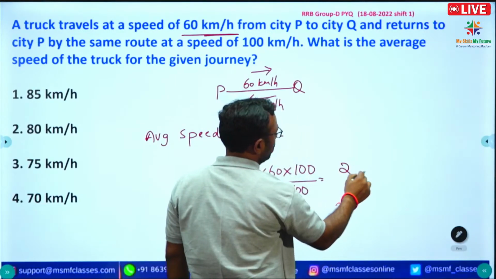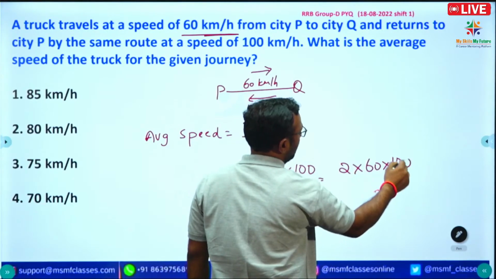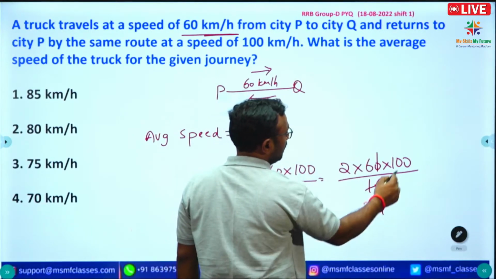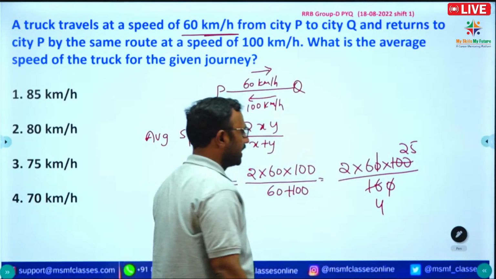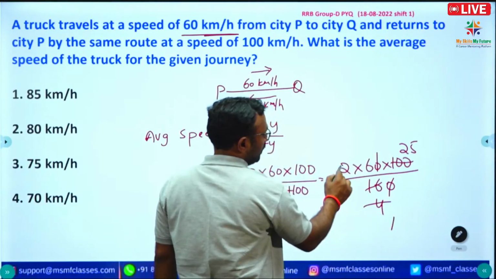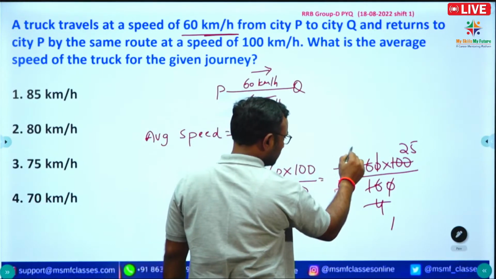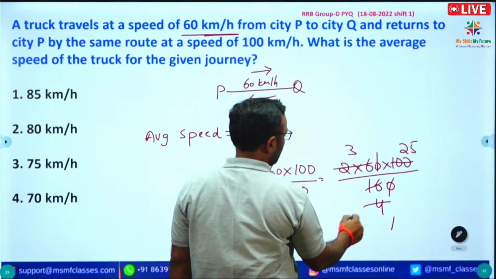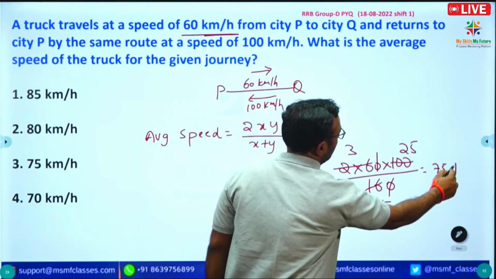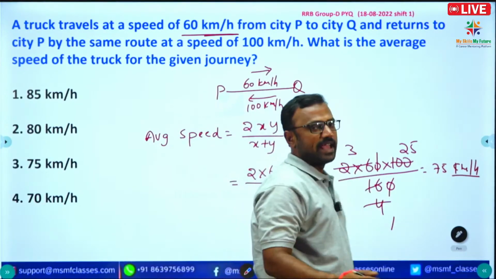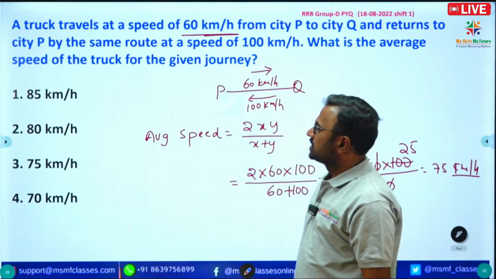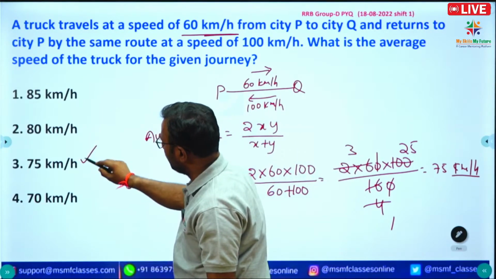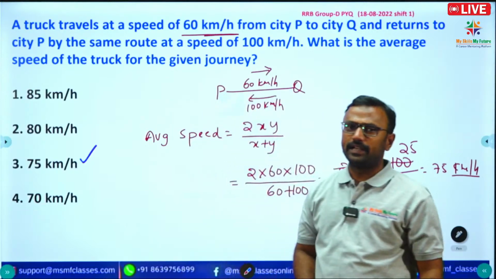So 2 into 60 into 100 by 160. The zeros cancel, and 4 fours are 16, 4 twenty-fives are 100. Then 2 sixes are 12, 4 threes are 12, so 3 into 25 we get 75 kilometers per hour. So the average speed of the truck is 75 kilometers per hour. Which option is correct? Option 3, 75 kilometers per hour, is correct.